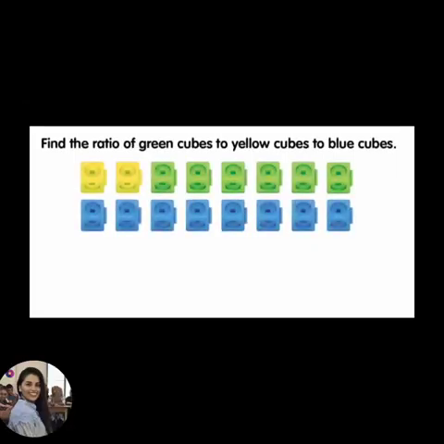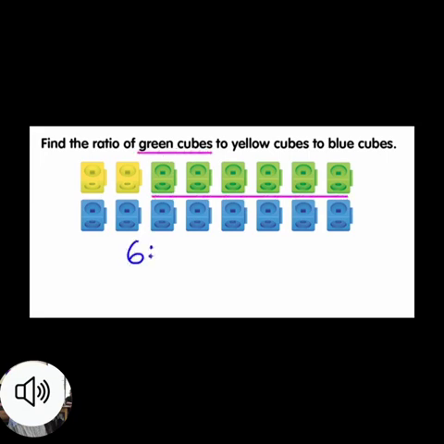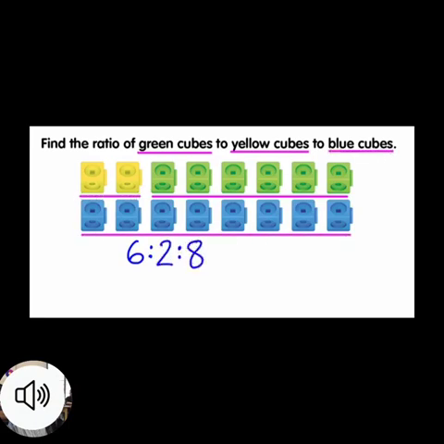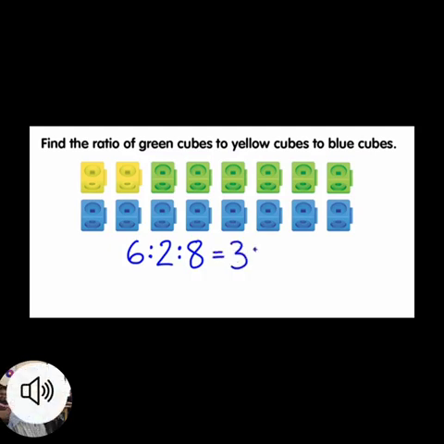Now let's look at ratios with 3 quantities. Find the ratio of green cubes to yellow cubes to blue cubes. There are 6 green cubes, 2 yellow cubes and 8 blue cubes. The ratio can be expressed as 6:2:8. All these numbers are multiples of 2. We can simplify the ratio by dividing each part by 2. The ratio will be 3:1:4. So that is a ratio with 3 quantities.